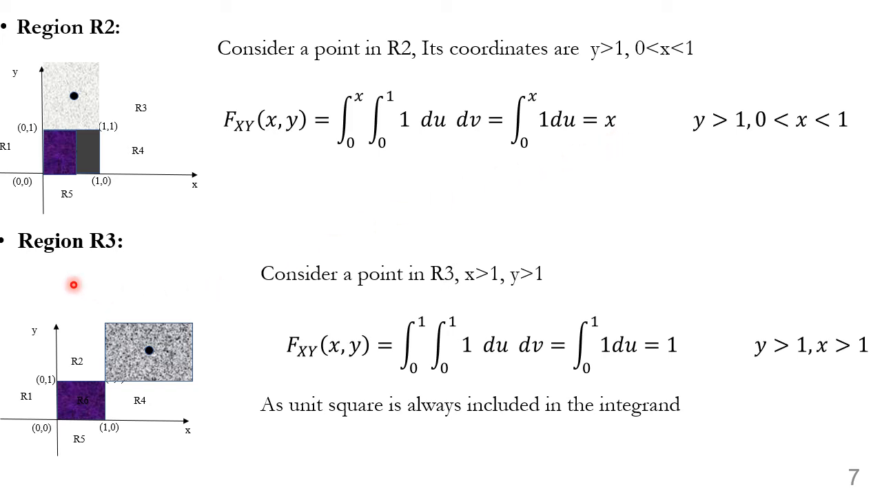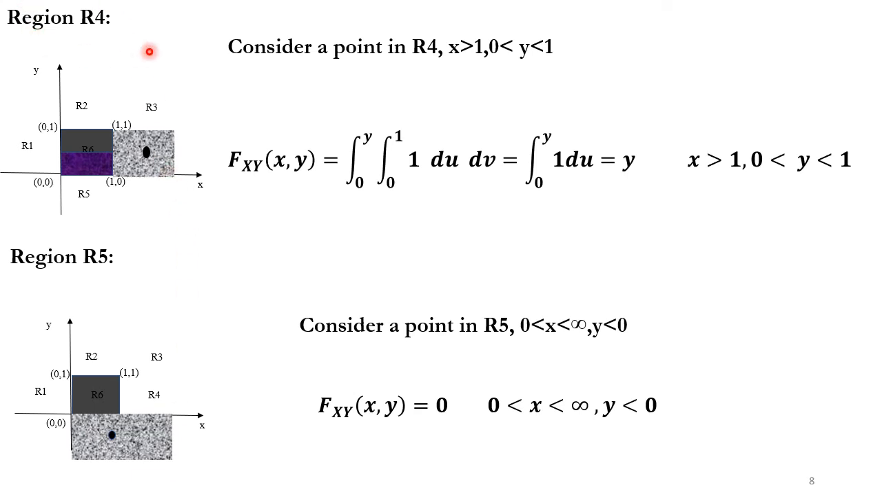Let us consider the next region, that is R3. Consider this as a point, and if you observe, here the x value will vary from 0 to 1 because the PDF is defined only for this region, and the y value also varies from 0 to 1. So therefore, when you integrate this and substitute the values, you get this answer as 1. Our limit here is always included in the integral.